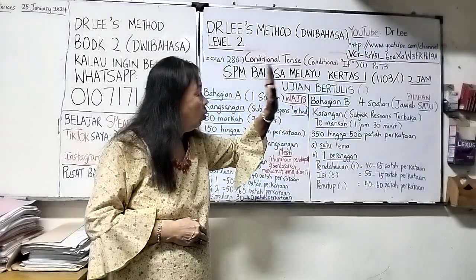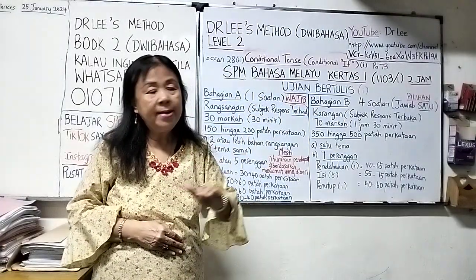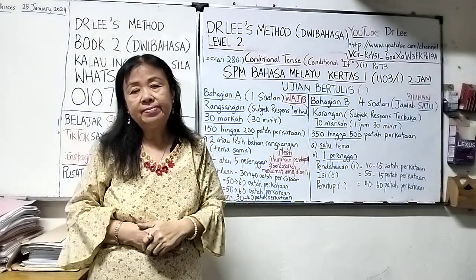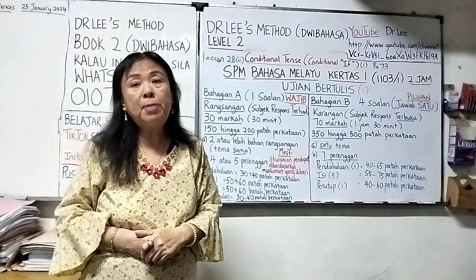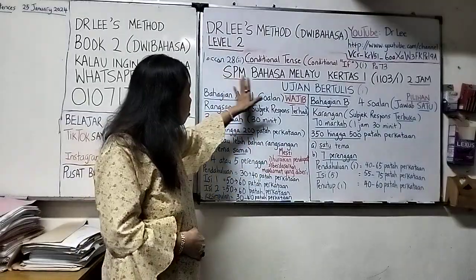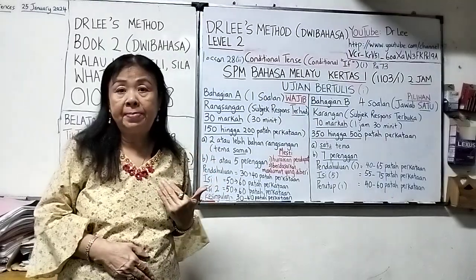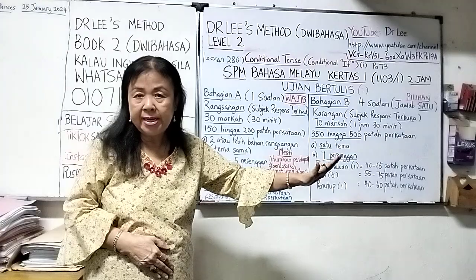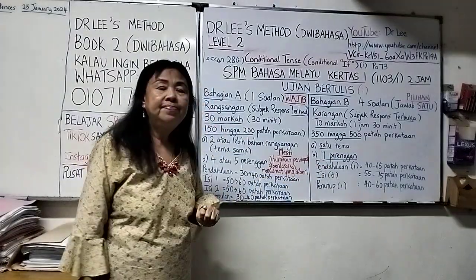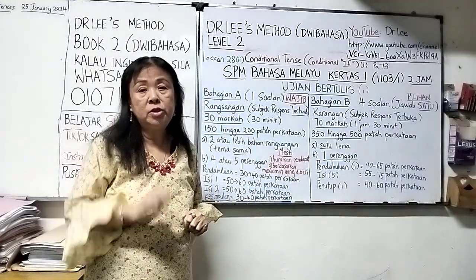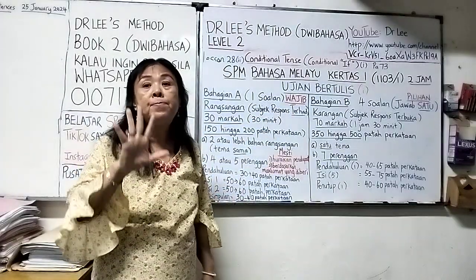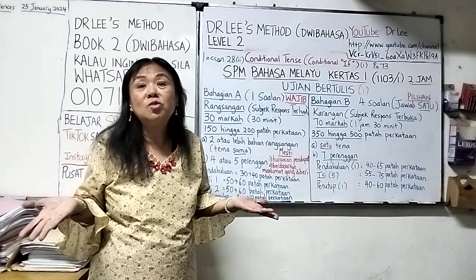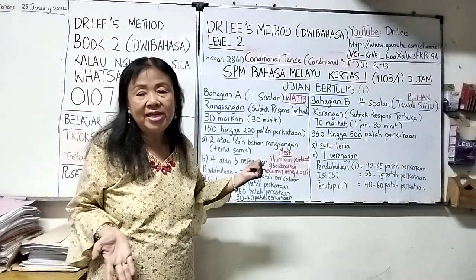This paper is called 1103/1. You are given 2 hours to complete this paper. For ujian bertulis or the essay paper, you are given 2 parts, bahagian A and bahagian B. In bahagian A, you are given 1 question, and we call it wajib, compulsory. You are not given a chance to choose. You have to write this essay.